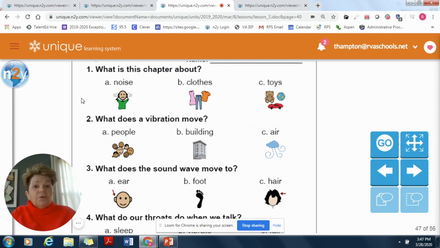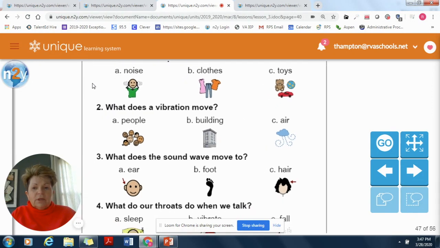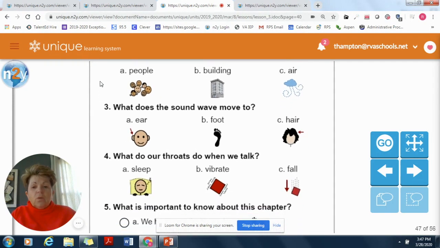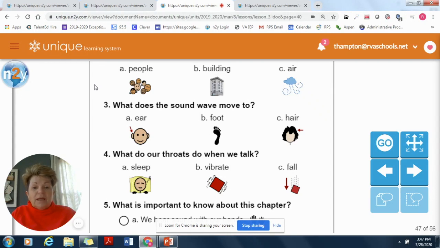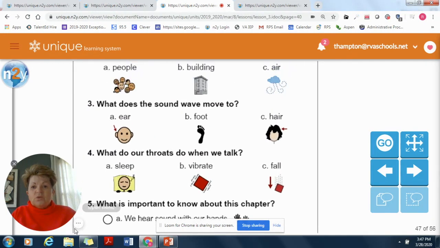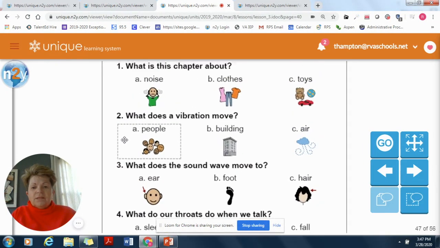What is this chapter about? What is a vibration? What does a vibration move? What does the sound wave move to? What do our throats do when we talk? What is important to know about this chapter? Okay, so those are real important questions we want to look at.